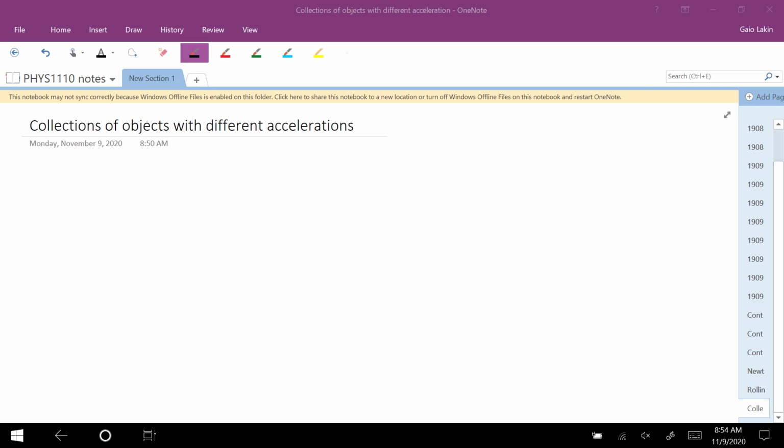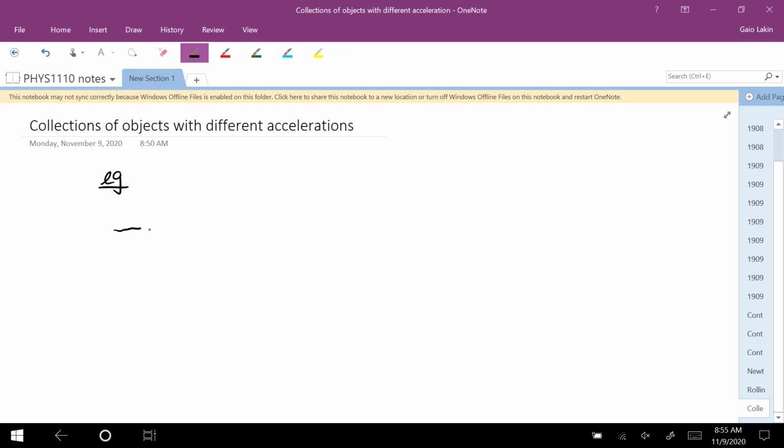So far, we've talked about collections of objects that are moving together when they have the same acceleration. So, like a line of carts all in a row, if you push on one, they all have the same acceleration along the surface. Now we're going to talk about collections of objects that are moving together with different accelerations, and I'll show you an example of when this would come up.